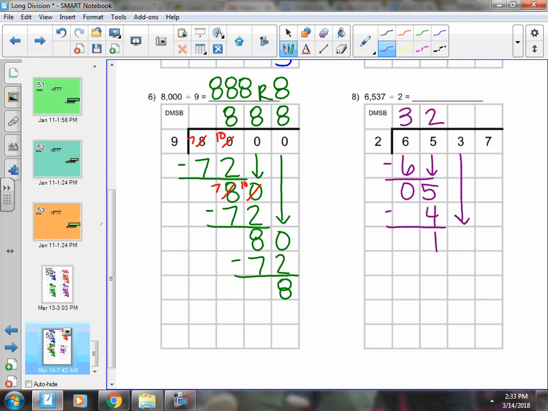Subtract, bring down. How many groups of 2 can we make from 13? 6 groups of 2. And how many groups of 2 can we make from 17? 8 groups of 2. There's nothing to bring down. That's when you know you're done.